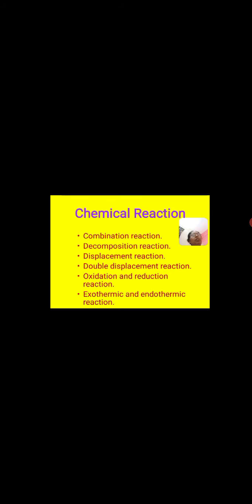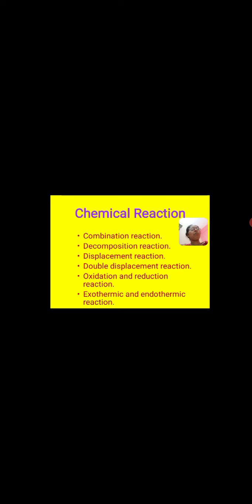Now first we see about the chemical reaction. What is chemical reaction? Chemical reaction means a substance or compound undergoes a permanent change. After changing we get a newly formed substance or compound, that is called chemical reaction.